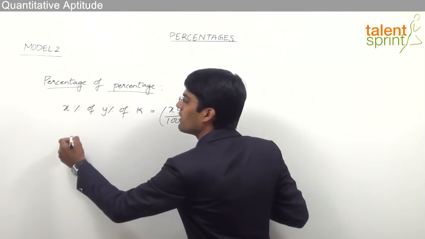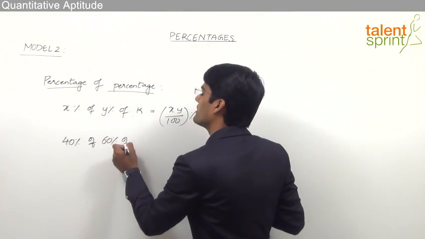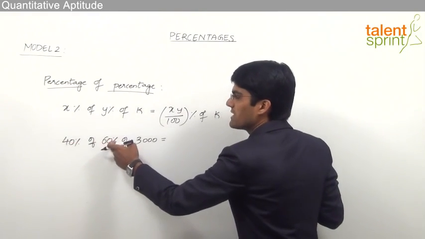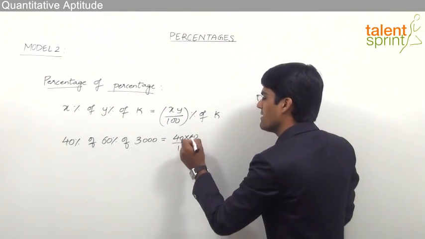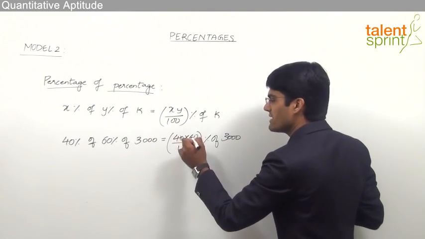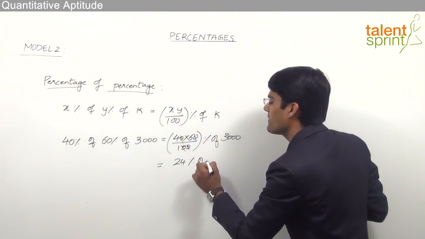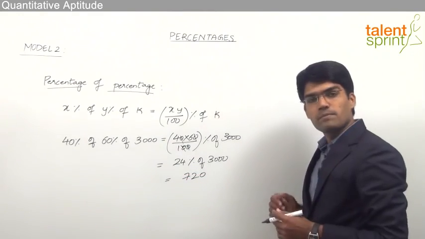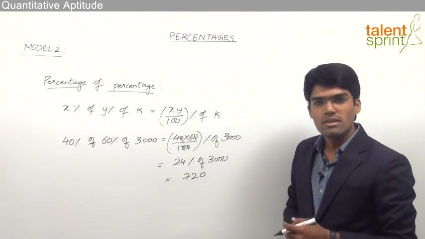For example, 40% of 60% of some value, let us take 3000, can be taken as 40 into 60, that is X into Y. So 40 into 60 divided by 100% of 3000. Now 40 into 60 by 100 is equal to 24. So this is 24% of 3000, and 24% of 3000 will be equal to 720. So we can say that 40% of 60% of 3000 is equal to 720.